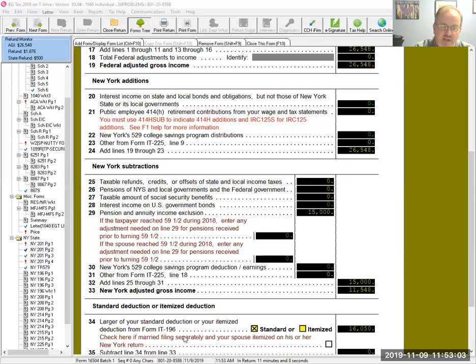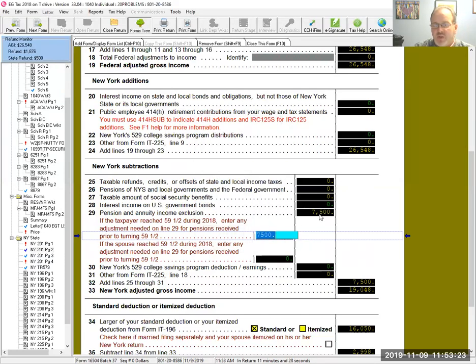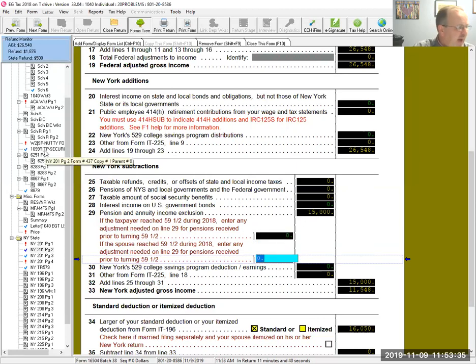His $15,000 that he's getting on a monthly basis, all right? So he's getting $1,250 a month. So in this case, I would have to go down here and say, okay, I'm gonna hit F5, pops open my calculator, $1,250 times 6 months, not when he was 59 and a half. So you can see that now I can only exclude half of it because I was only 59 and a half for half the year. Okay? All right, so we have that.